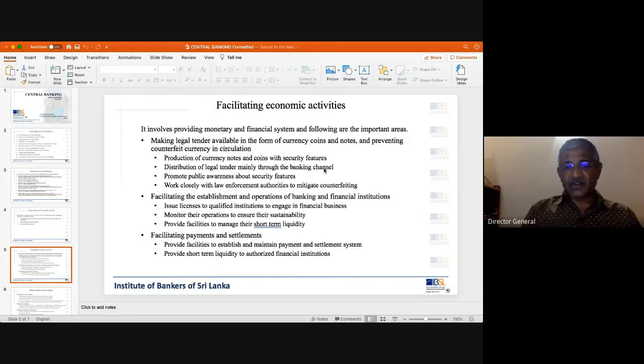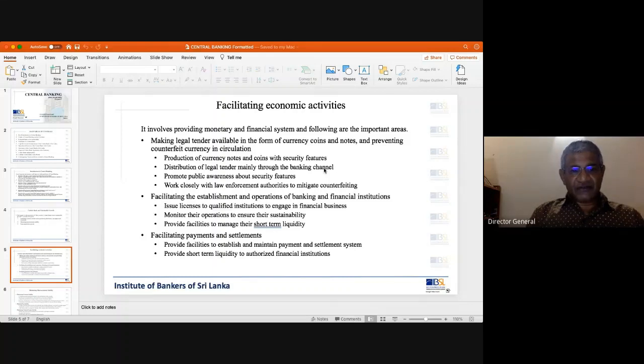The central bank is not going to provide long-term liquidity, only short-term liquidity, maybe one day or two days or maybe seven days, very short-term. The central bank can provide that. When we discuss those things in detail, you may understand them better.